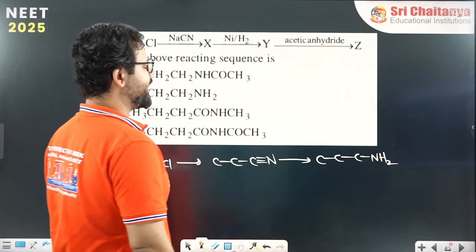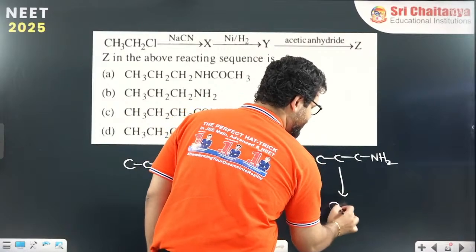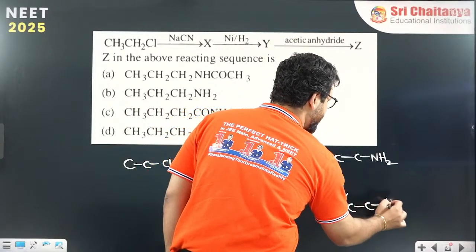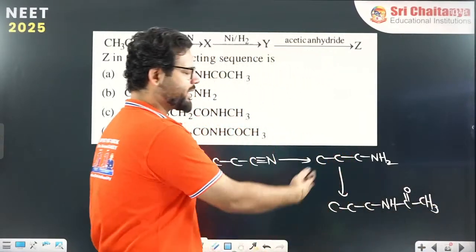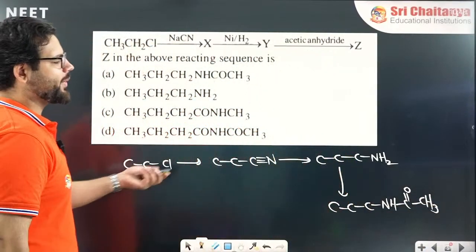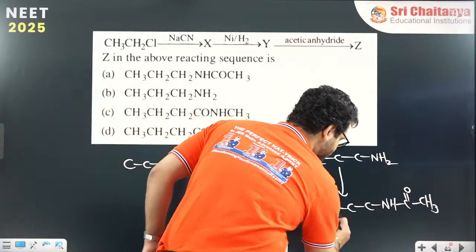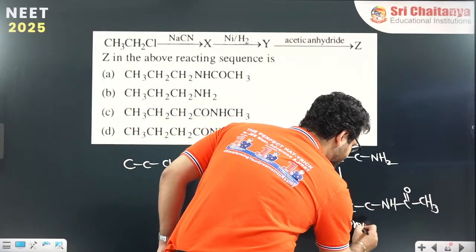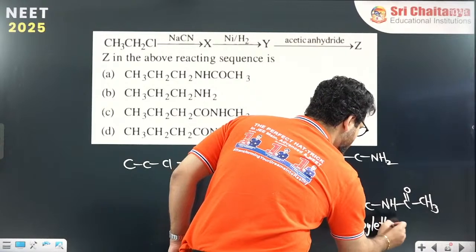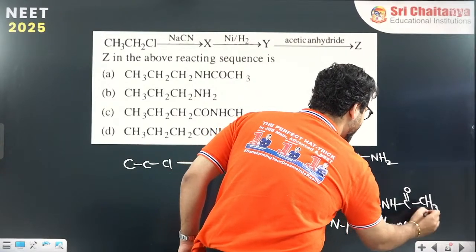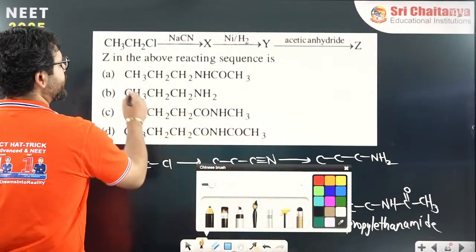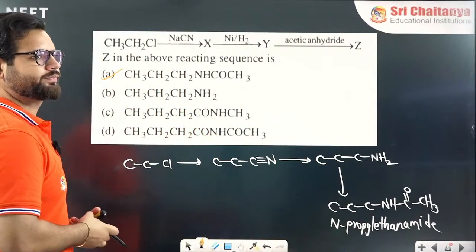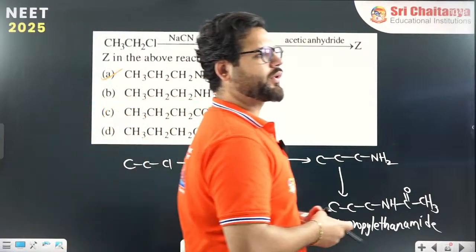Propanamine with acidic anhydride. This is nothing but acylation or acetylation of amines. It will give you this type of amide, N-acetyl. So N-propyl ethanamide, N-propyl ethanamide or acetamide, you can also call it by the common name, which is going to be the first option.